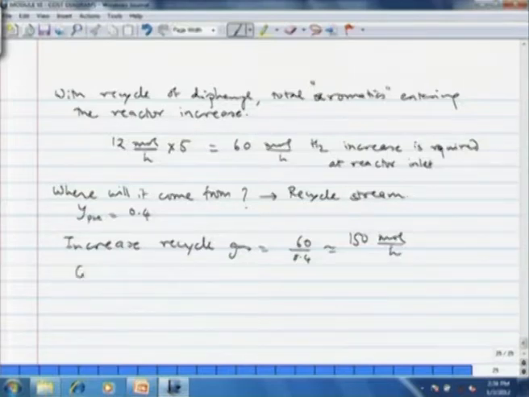The current recycled gas with recovery of diphenyl was 3371 moles per hour. Now, that recycled gas will go up by 150 mole. So, obviously, all costs that are associated with gas recycle will also go up by ratio 150 by 3371.